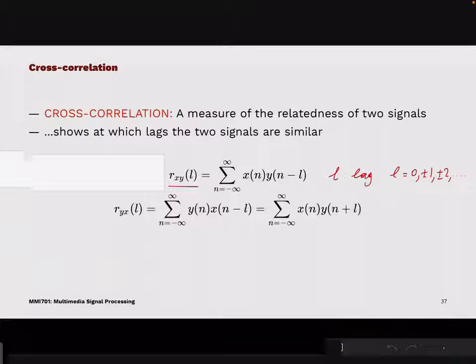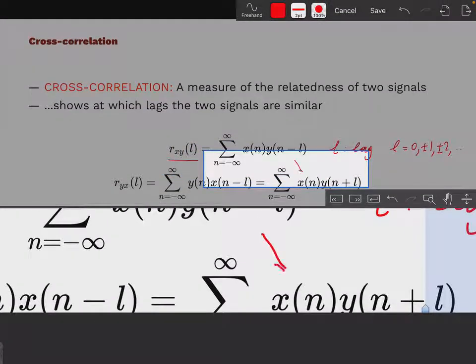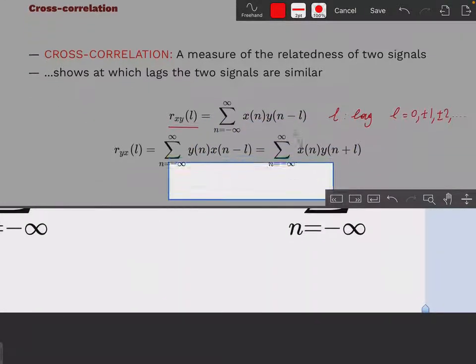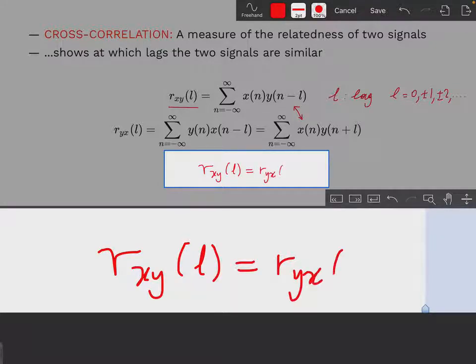So how about if you get the same two signals, but switch the order? So instead of our xy of n, the cross-correlation of x with y, now we have the cross-correlation of y with x. And if you write the cross-correlation of y with x in the same format, we end up with an interesting relation. So just comparing these two, we can tell that our xy of L is equal to our yx of minus L.